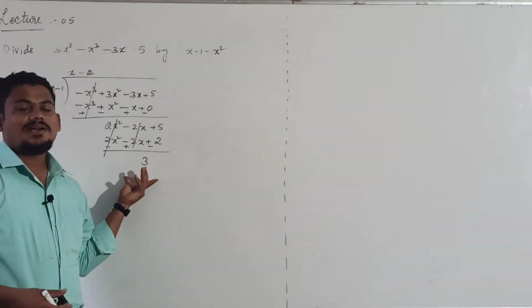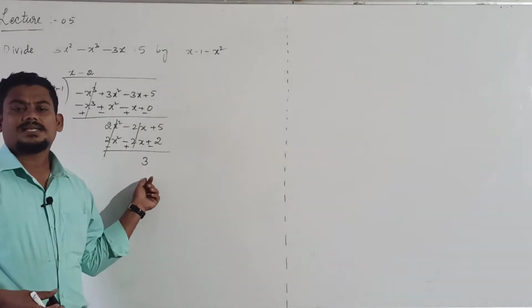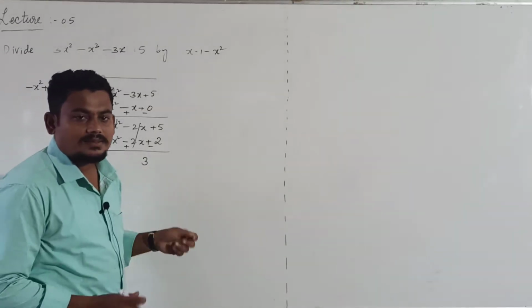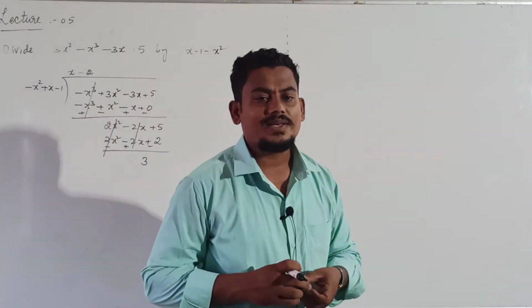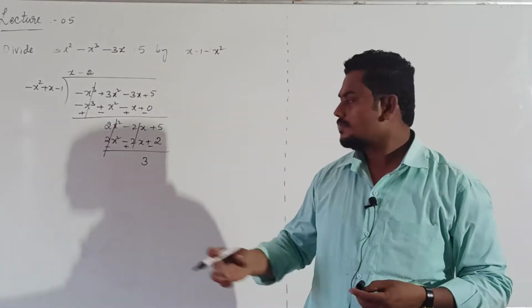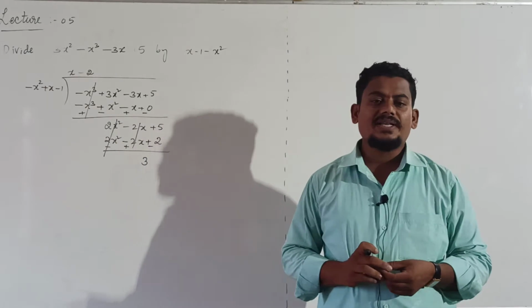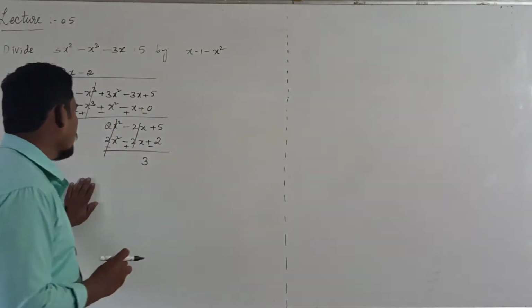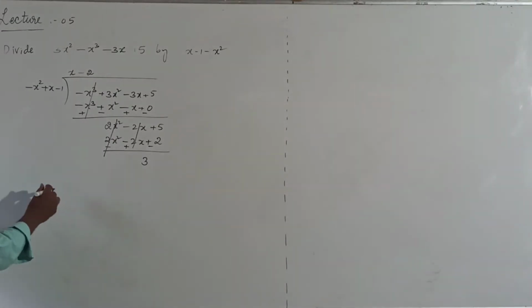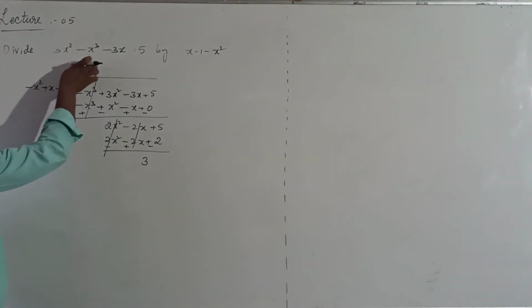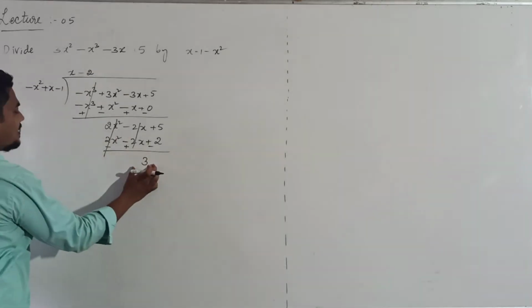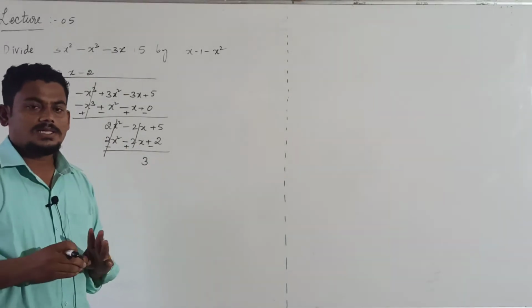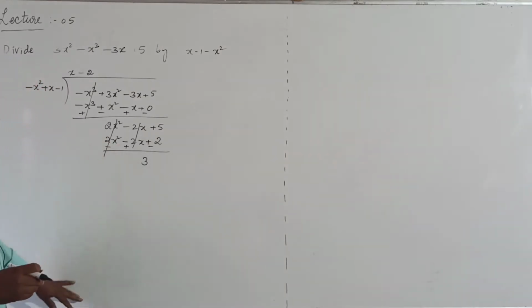Now clearly the degree of the remainder is less than the degree of the divisor. What is the degree of the remainder? No variable is given, which means its degree is 0. Simply 3 is given, which means it is 3 power 0. Now clearly this is the quotient, this is the divisor and this is the remainder. Now verify the division algorithm.